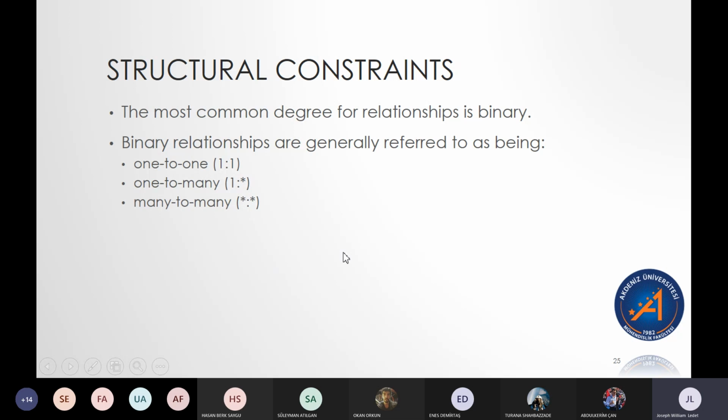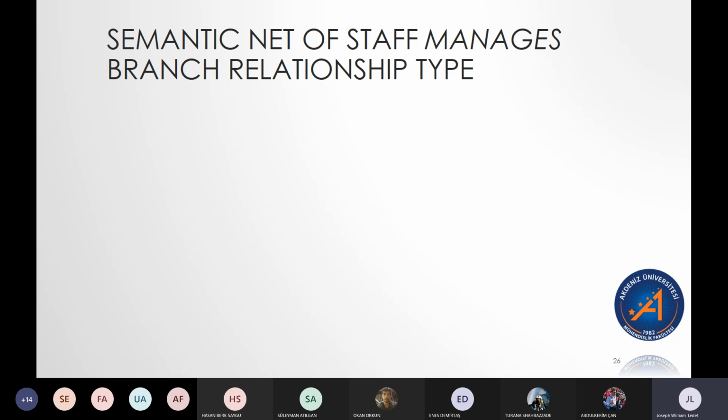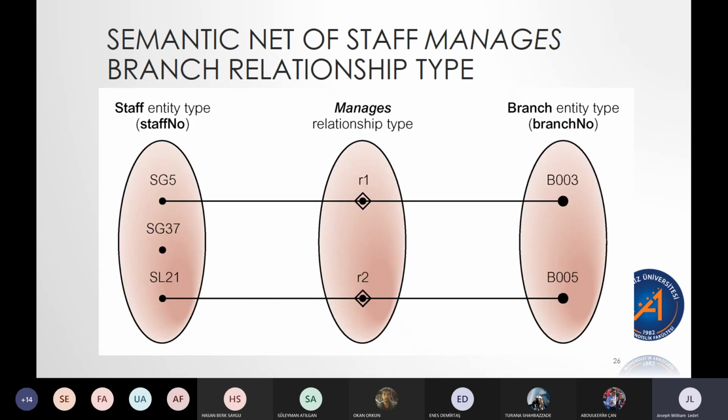So one way we can represent these relationships, if we're trying to get down into the finer understanding of it, is what's called a semantic net. So the idea is we say these are some examples of staff that exist. This is how they are related to the branches.